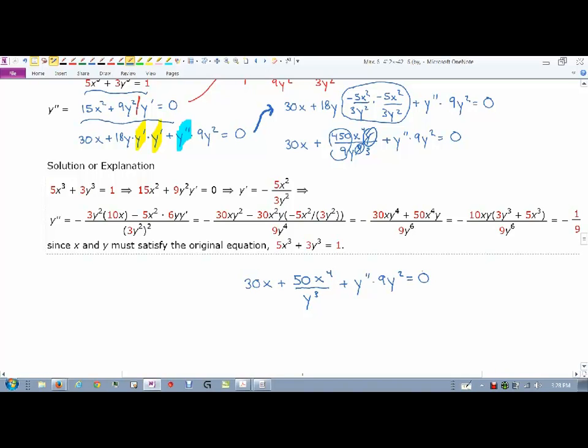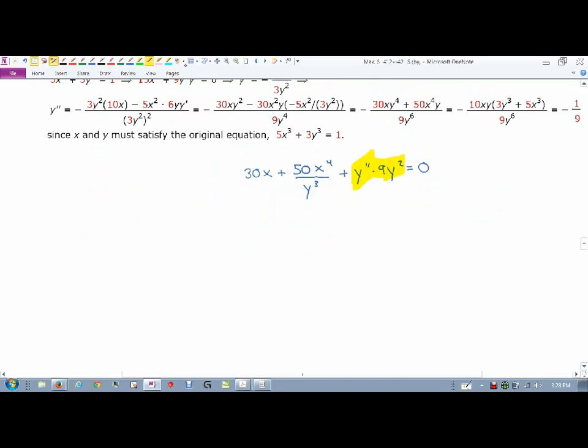All right, let's isolate the y double prime term. So let's move those other terms to the other side. And when I do that, I get y double prime times 9y squared equals negative 30x minus 50x to the 4th over y cubed. I will now divide everything by 9y squared.